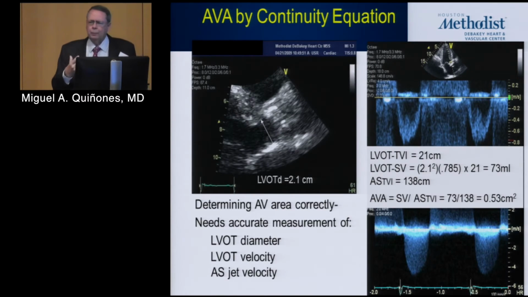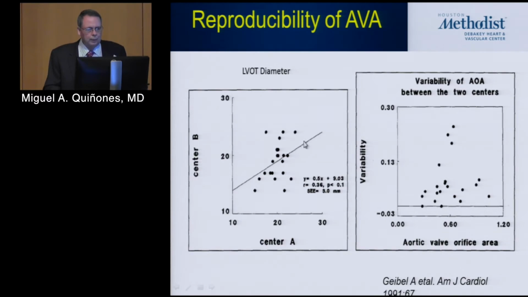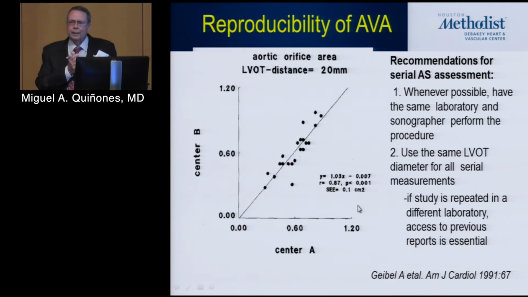And we see that in our own lab. When people come back, we're very close usually in that jet velocity. But the valve areas, they're all over the place. Why? Because valve area is, as you heard in the earlier talks, using the LVOT diameter to calculate stroke volume divided by the TVI of the AS jet. And look at, when they look at LVOT diameters, center A versus center B, the variability of the valve areas is all over the place. However, if they say, you know what, forget it, let's give everybody a 2.